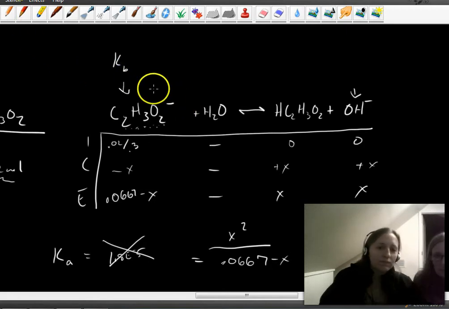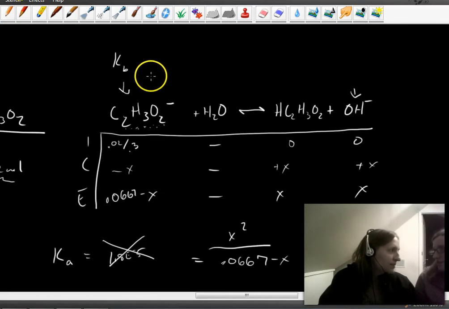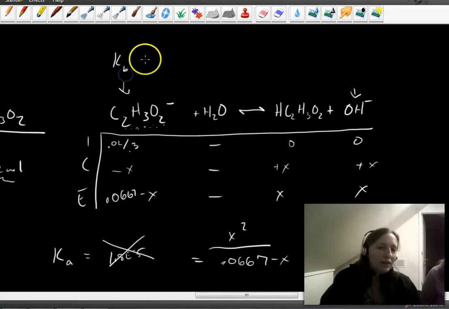But Mrs. Gunlock, where are we going to get a Kb when all they gave us was a Ka? They give you Kbs in the back of your book too. No, there's no back of the book here. We can figure out the Kb. I like the back of the book answer. No, not back of the book. We have a Ka.